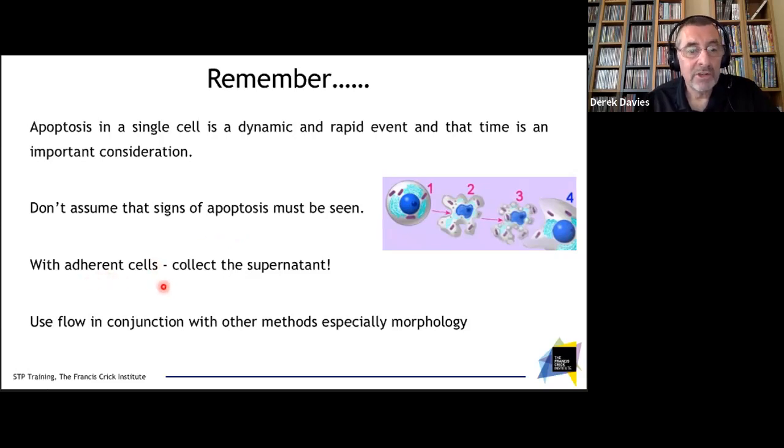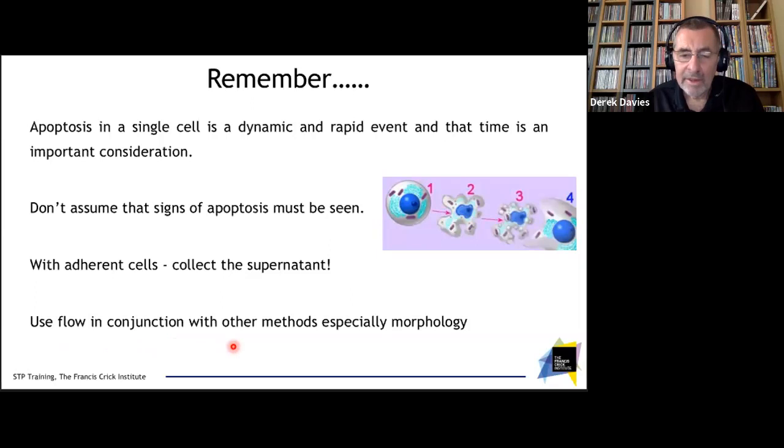If we're looking at adherent cells, if we're doing it on cultured cells, we should remember to collect the supernatant. Our dead and apoptotic cells will lift off the flask much more easily. So if we throw those away, we're almost selecting for our live cells. So we have to bear that in mind as a consideration. And also, because we don't get the picture of the cell in flow, we should use what we find in conjunction with other methods, particularly morphology, whichever way you want to do that: light microscopy, imaging flow cytometry, or EM.